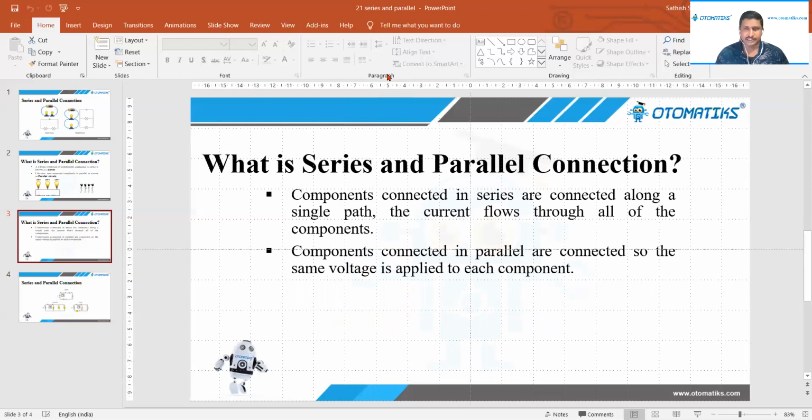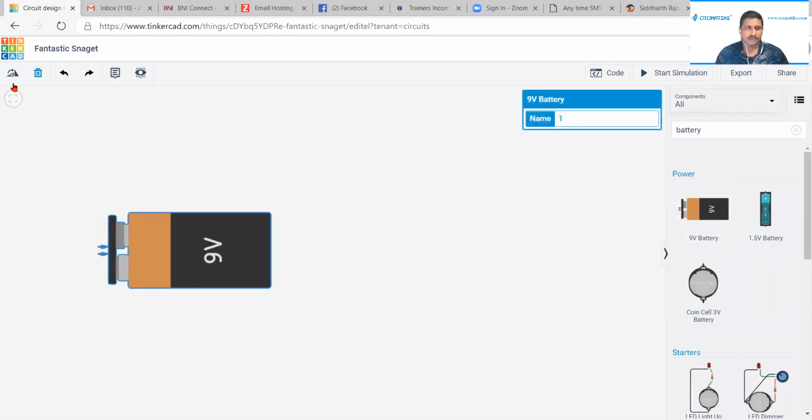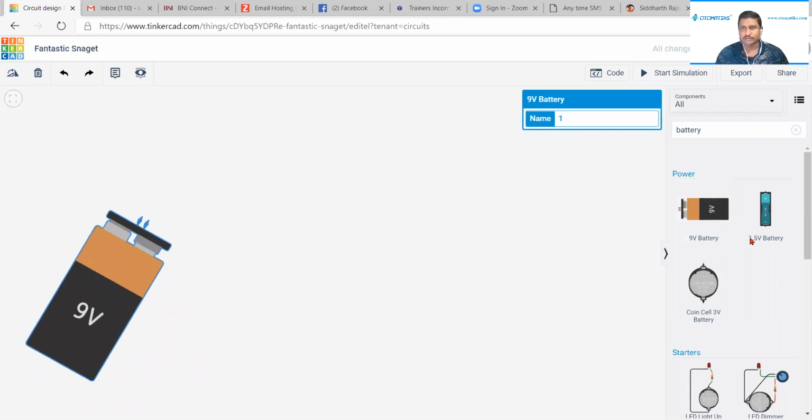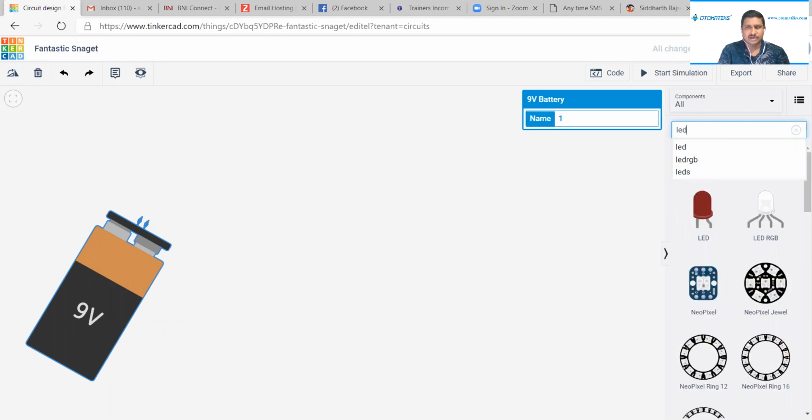So I'm getting into tinkercad.com. I'll be taking a battery. Today I'm not going to use a breadboard, so I'm going to give connections directly. For our experiment, I need to take a bulb. First I will show you why it is not working with an LED so that you will get to know. I take an LED.